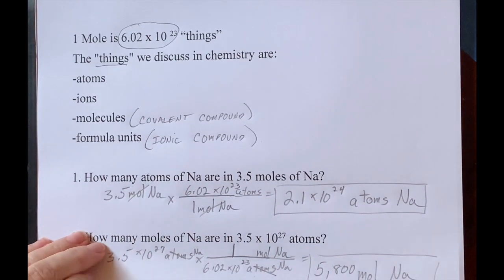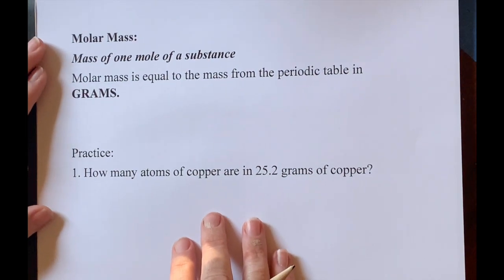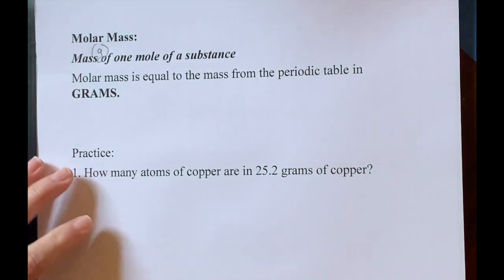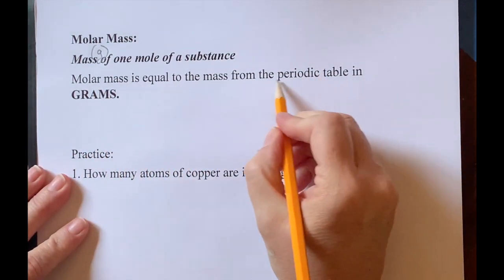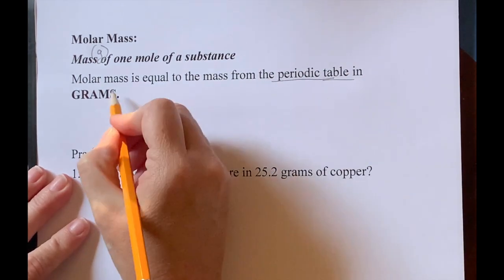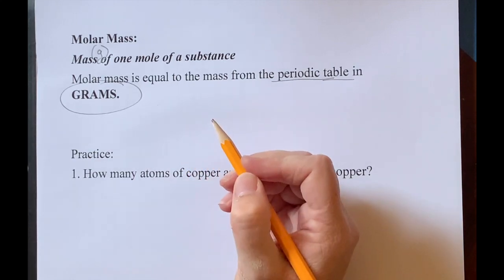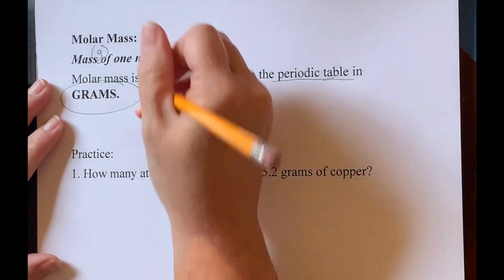So here's our next big concept, and we're going to be using this all the time. And this is what's known as molar mass. This is the mass in grams of 1 mole of a substance, okay? Molar mass is equal to the mass from the periodic table, all right? But instead of AMUs, we're now talking about grams, okay? So let's see what this is gonna look like, okay?